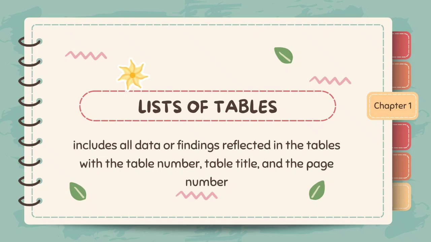Opo, it includes all data or findings reflected in the tables with the table number, table title, and the page number. So, a list of tables compiles all of these tables that you use in your dissertation, along with their corresponding page number. So, this list gives your reader an overview of how you have used your tables in your document. While these lists are often not required, you may want to include them as a way to stay organized in your dissertation topic. It may also lead you to use several tables over the course of your paper.